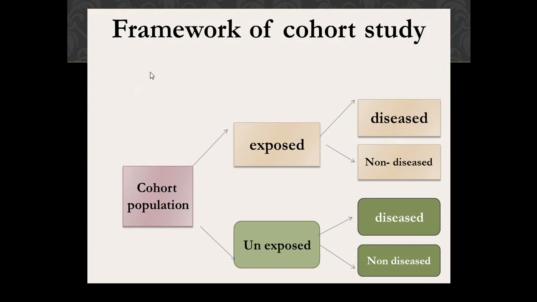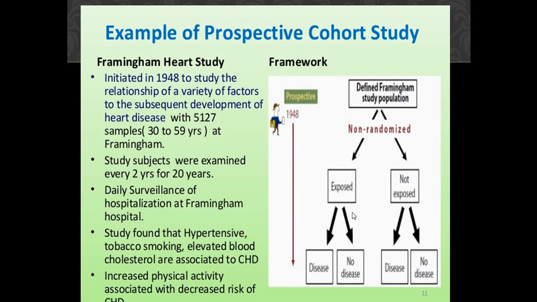So the framework of cohort study here, we have a population cohort. We divide them into exposed population and the unexposed, and each one of them is also divided into the diseased and the non-diseased groups, the exposed and non-exposed. Example of a prospective cohort study. We have prospective, retrospective and another type, which is the combined type.